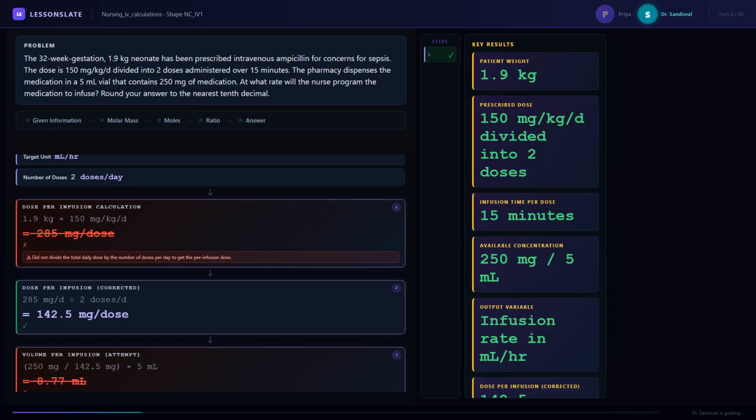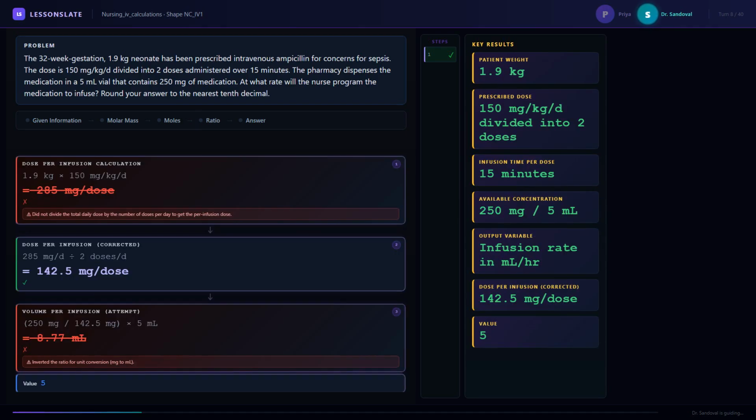You're on the right track with using the drug concentration to find the volume, Priya, but let's re-examine the setup of your ratio. You want to find out how many milliliters correspond to 142.5 milligrams. Think about the units. If you have milligrams and you want to end up with milliliters, how should the 250 milligrams and 5 milliliters be arranged in your conversion factor to make the milligrams cancel out? Can you try setting up that ratio again?